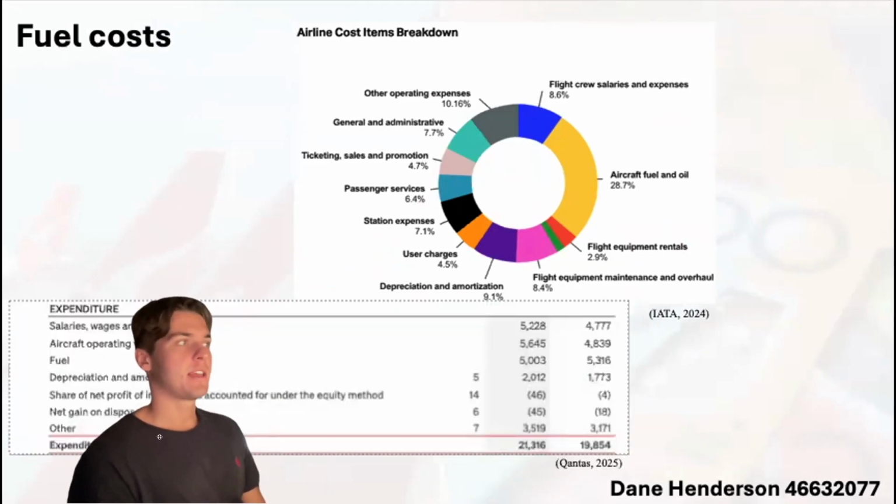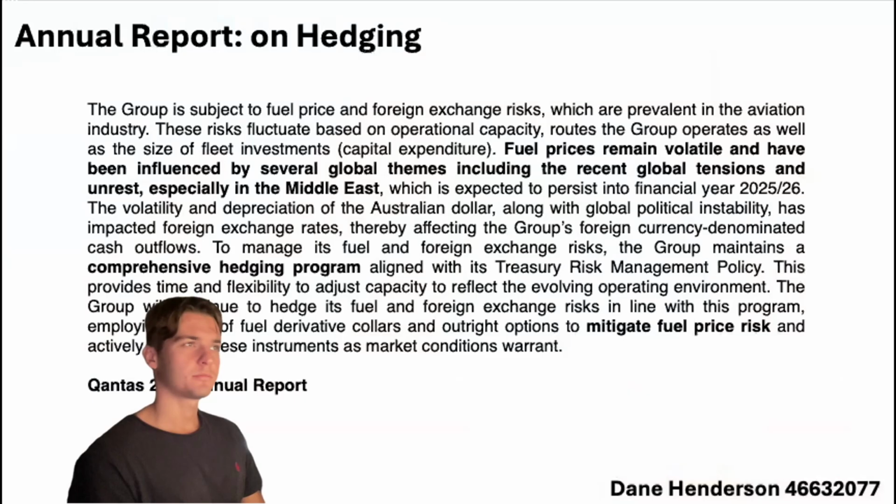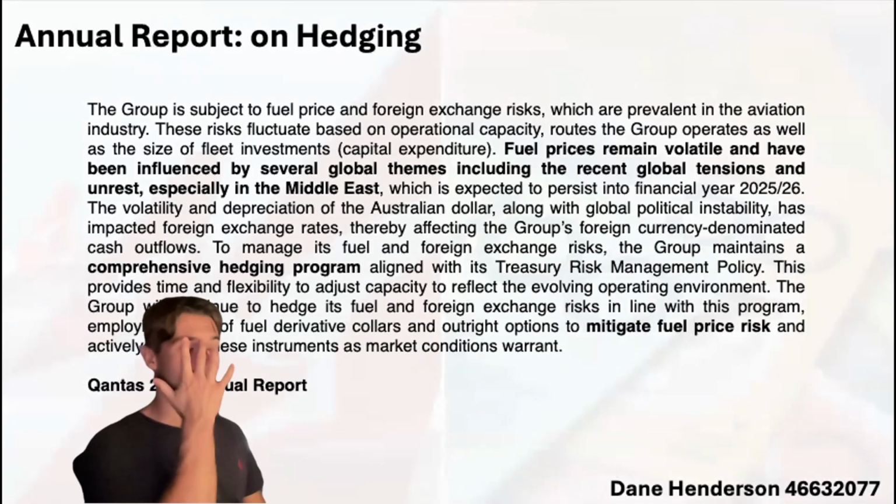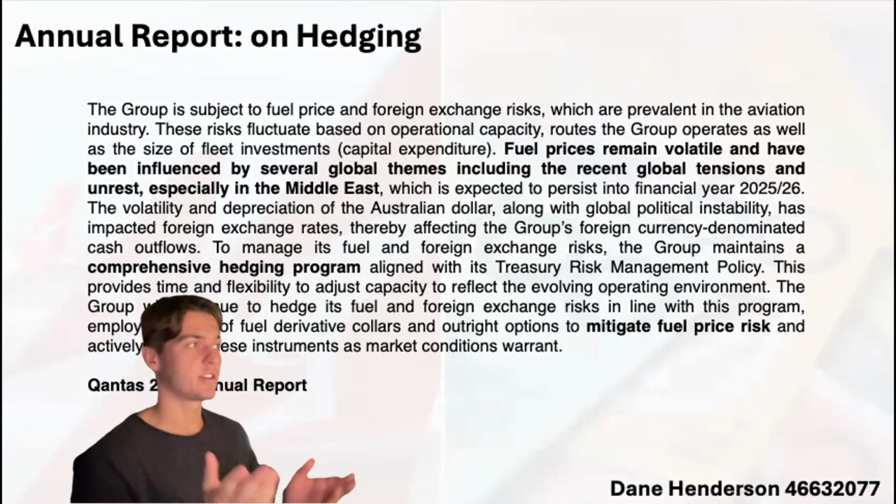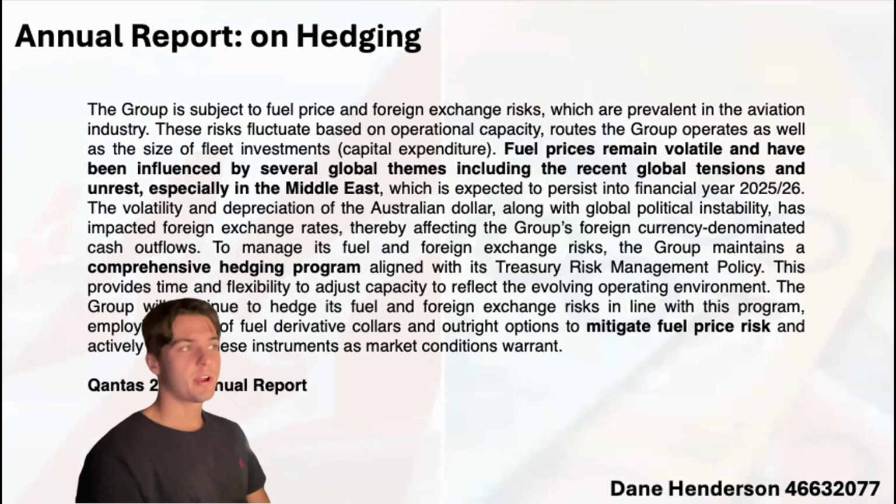And we can see here that looking at Qantas's annual report, fuel costs make up approximately a quarter of total expenditures for Qantas for both the 2024 and 2025 financial year. So to manage both these fuel and foreign exchange volatility, Qantas operates a comprehensive hedging program using a mix of forward contracts, currency options, and swaps.